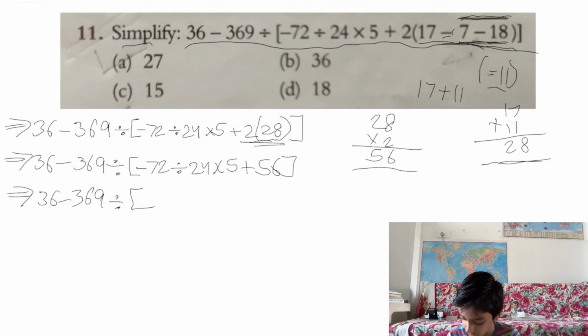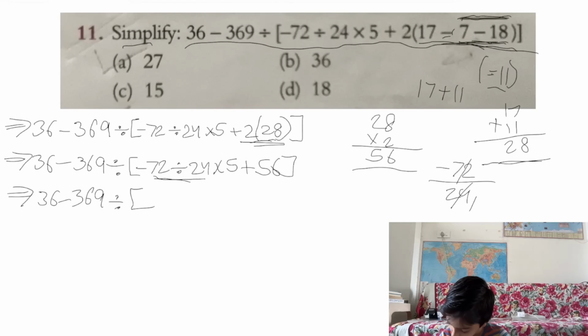Now we have to do minus 72 divided by 24 because first of all, according to BODMAS, we have to do brackets. Here we are doing brackets. Then we have to do of. Here there is no of, so we'll jump on to the next. And next we have to do division. So here first we'll do the division. So minus 72 by 24.